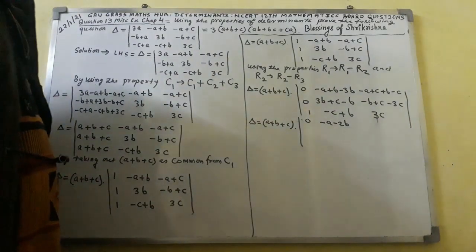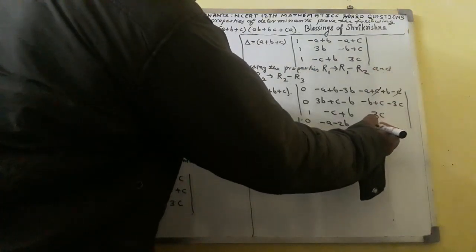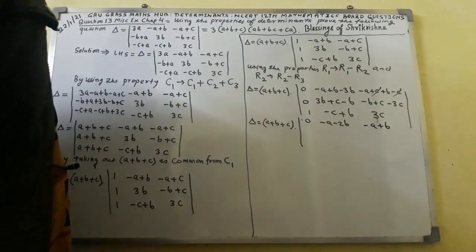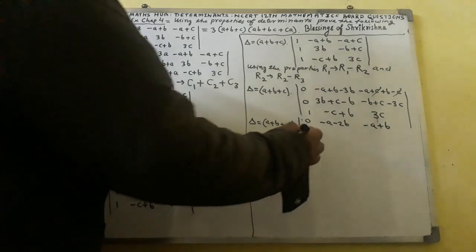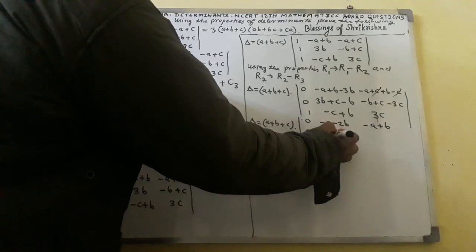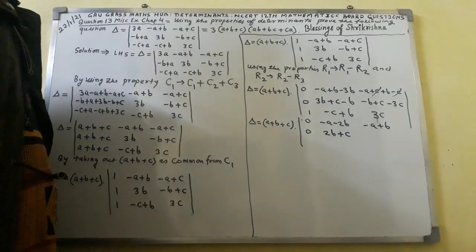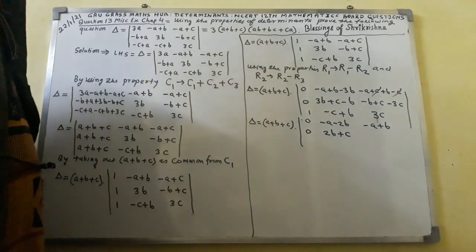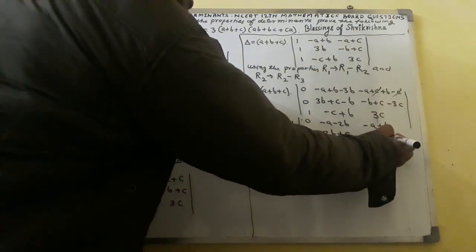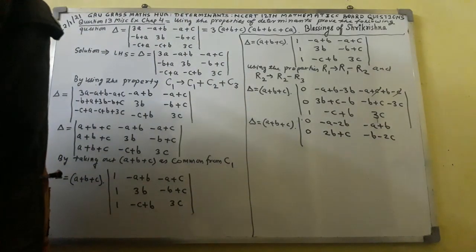Minus A minus 2B you will get, and here this one will be cancelled out. You will get here minus A plus B, and here you will get 0. Then 2B plus C from 3B minus B, and here you will get minus B minus 2C.